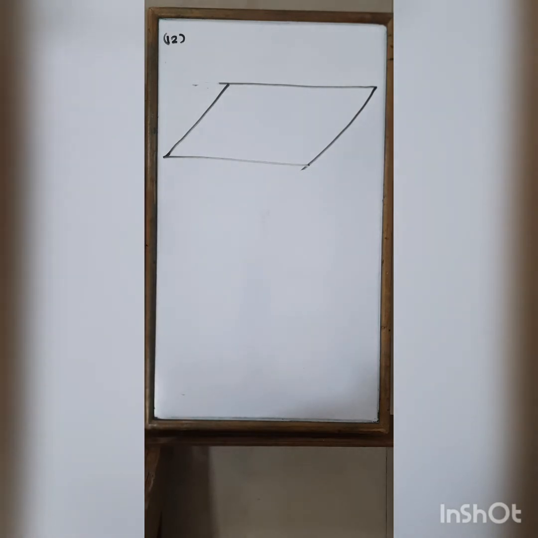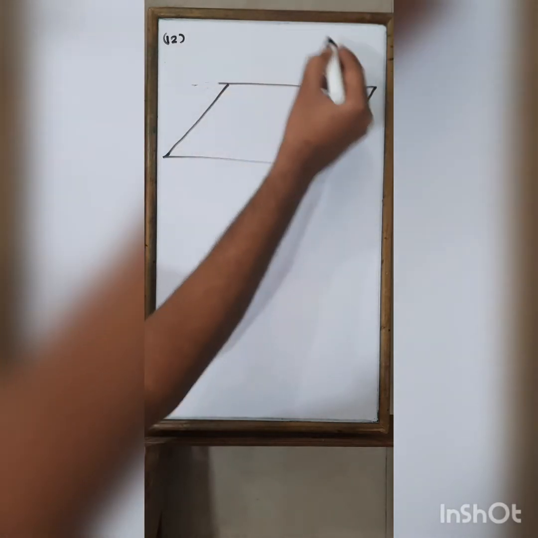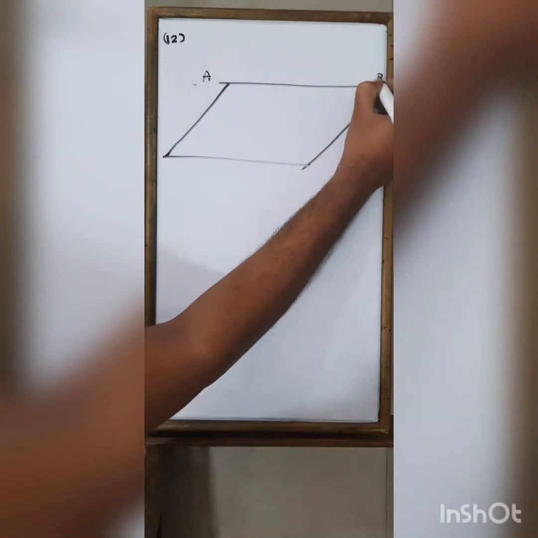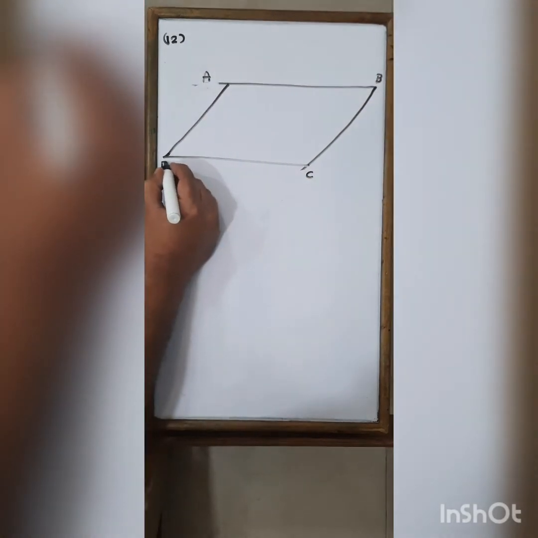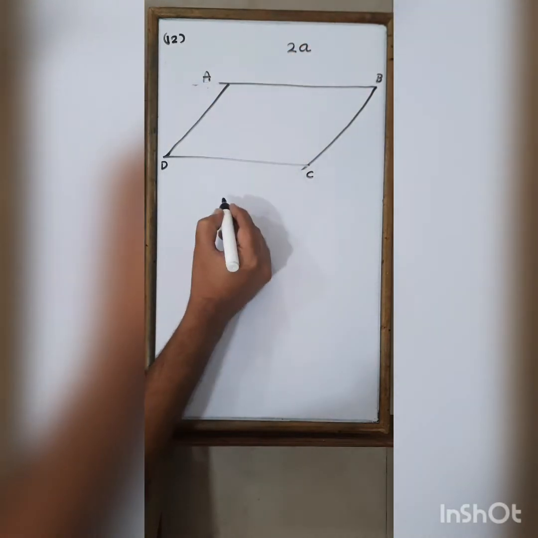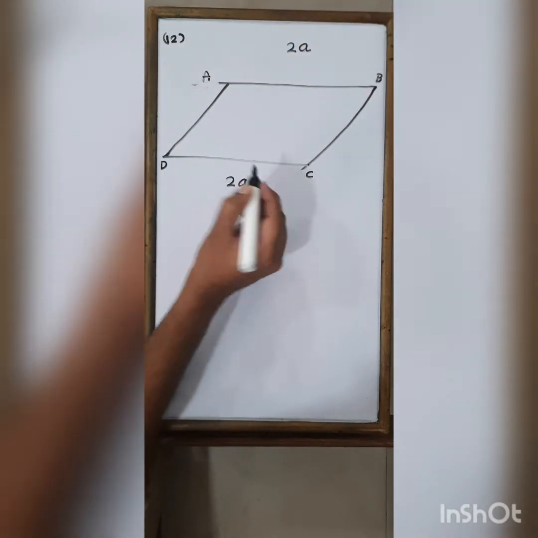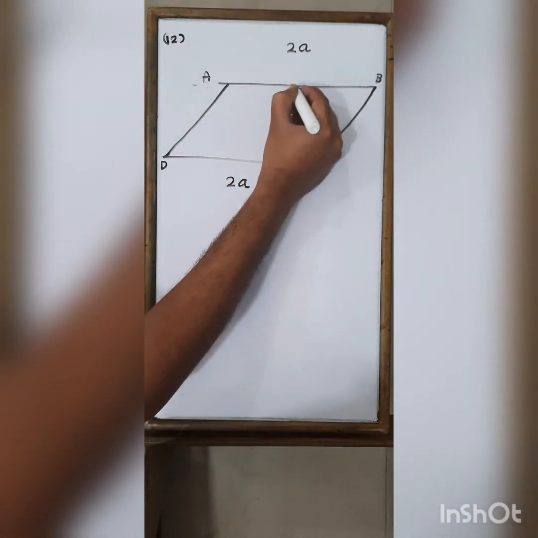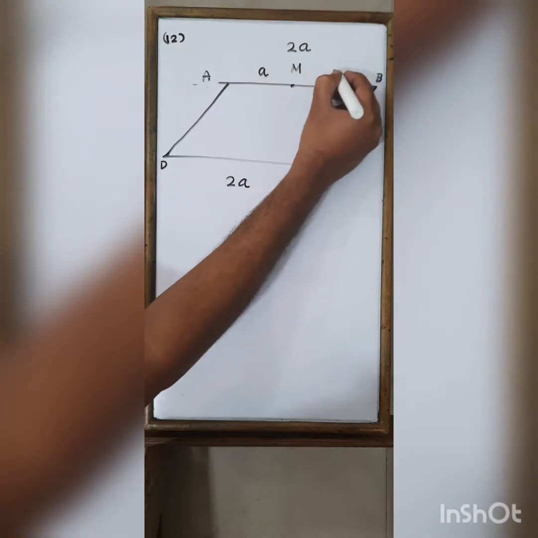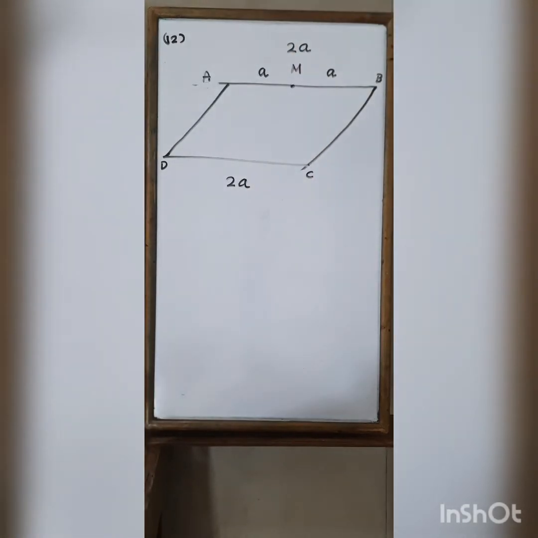Okay. Now what is given over here is, let us start with, M is the midpoint of AB. So suppose this is A, this is B, this is C, and this is D. I will take AB as 2A. So my CD also becomes 2A, opposite sides of a parallelogram. M is the midpoint. So this becomes A and this is also A. Easy.